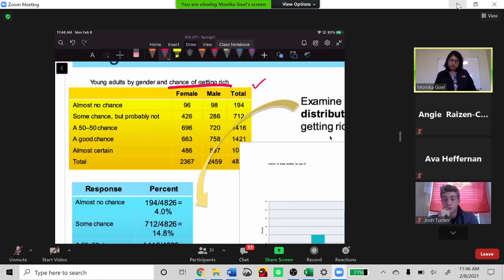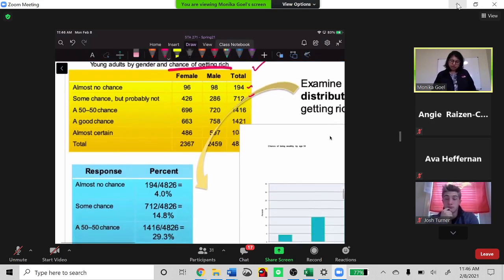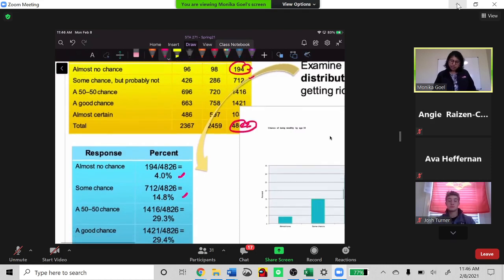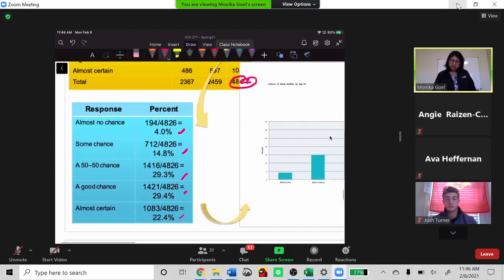So now here, instead of just looking at these numbers, we calculated the percentage. And how do we calculate the percentage? 194 divided by 4,826. And then we get 4%, 14.8%, 2%. And then we can look at.